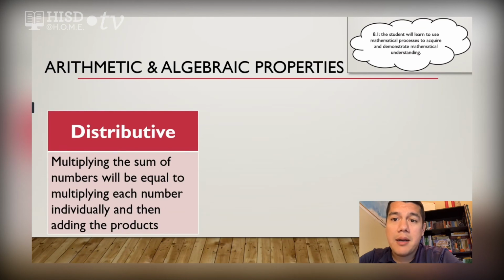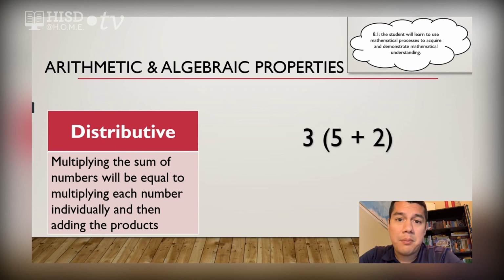The last one that we are going to be talking about today is the distributive property. And this says that when I am multiplying the sum of numbers, this will be the same as multiplying each number and then adding the products. So let's see how it looks in our examples.